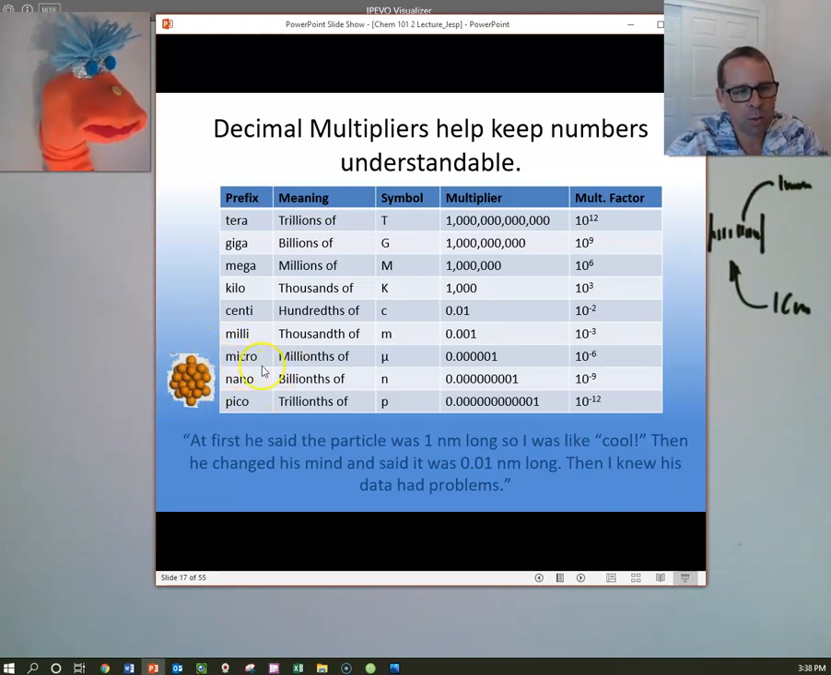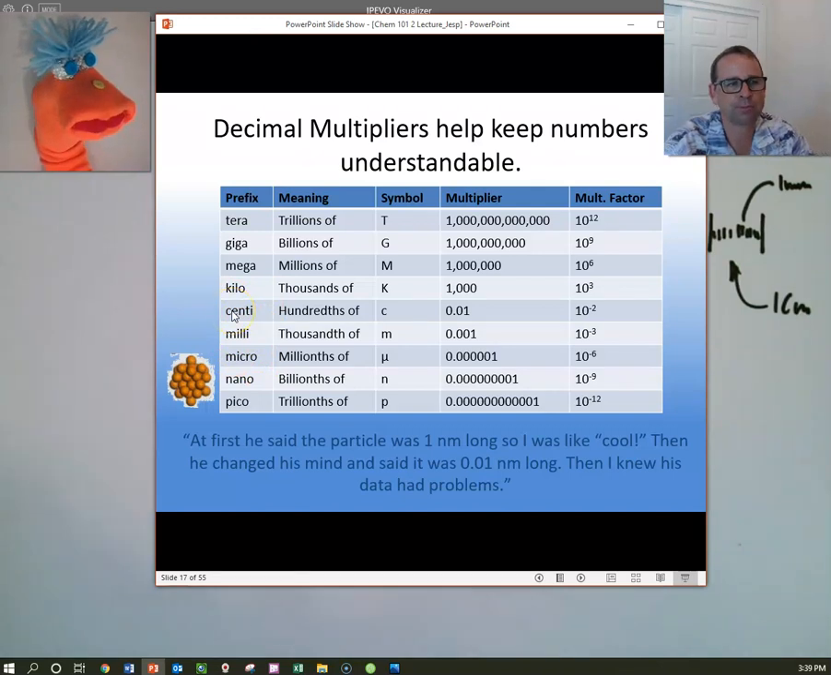And micro is not milli, it's again 1,000. There's 1,000 millimeters in a meter. Micro is 1,000,000. 1,000,000 micrometers in a meter. Nano is 1,000,000,000. Pico is 1,000,000,000,000. So really the ones that we'll use the most are probably milli and micro, more than anything else, but I think that centi is one that you are already aware of.